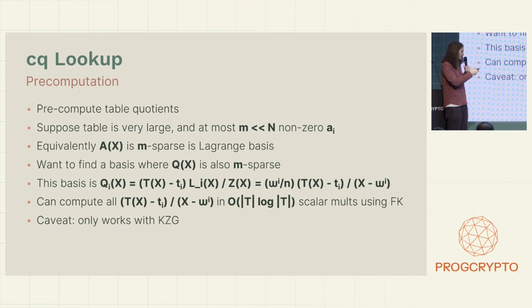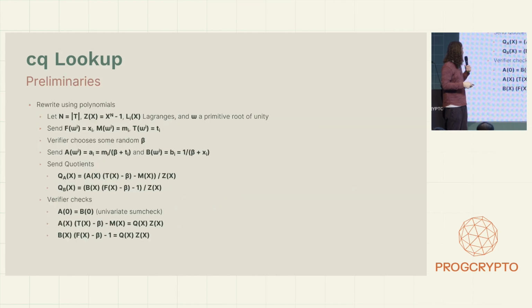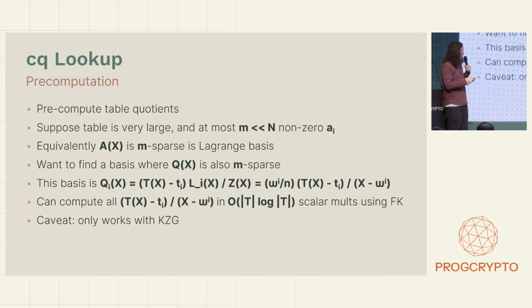But Q is not m sparse in the Lagrange basis. It has this weird form that depends on A and T and m and Z and so on. So if we could find a basis where Q is m sparse, then we could commit to Q efficiently as well. And it turns out that such a basis exists. And it is almost exactly the same thing as the output of the FK algorithm.